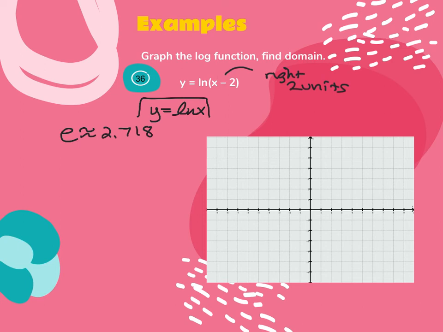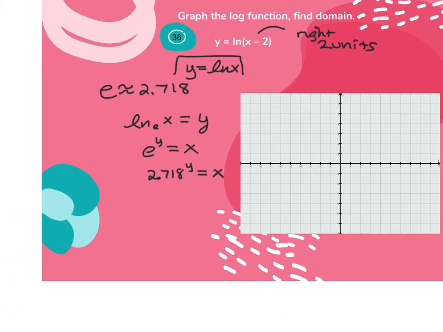So again, what we can do here is ln x equals y. So what we're doing here is e to the y power equals x. So really all we're doing is 2.718 to the y power equals x. I'm going to do my little t-chart, x and y, and I'm going to go ahead and plug in numbers for y: -1, 0, and 1.